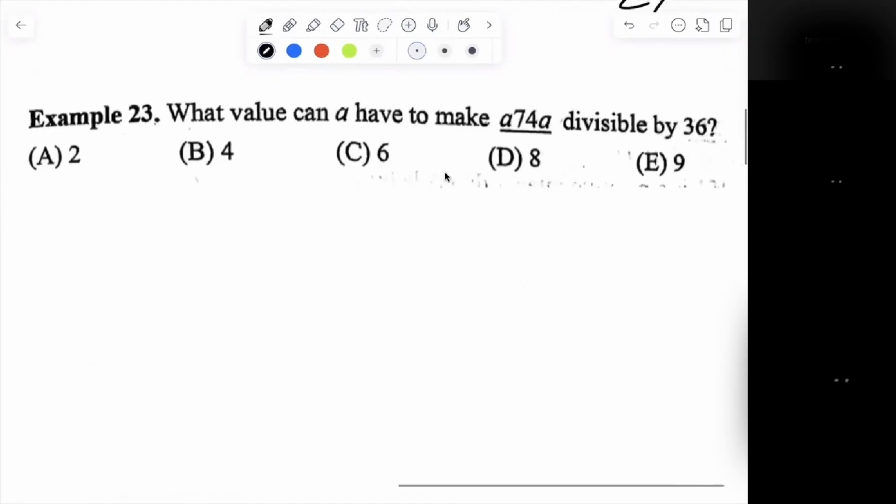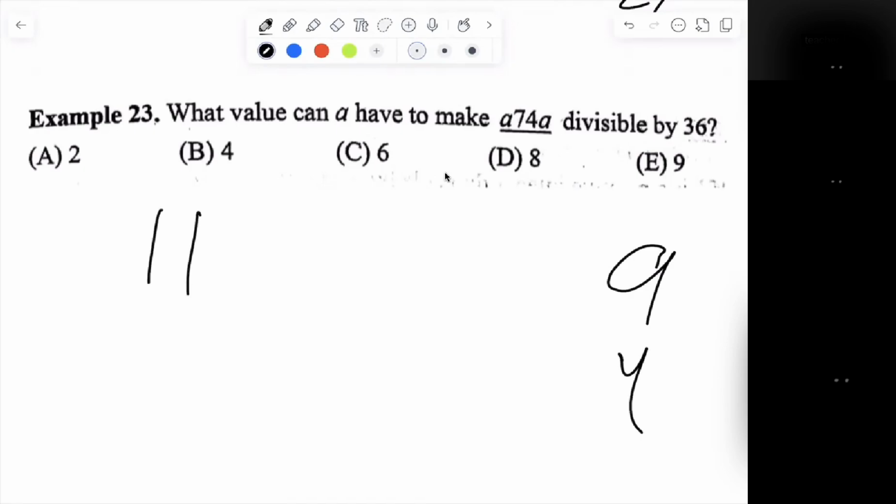Alright, now let's move on to example 23. What value can A have to make A748 divisible by 36? Notice that, same thing as we did before, we split it into two integers that are relatively prime, 9 and 4. Now, the sum of the digits in this case has to be divisible by 9, and the last two digits must be divisible by 4.